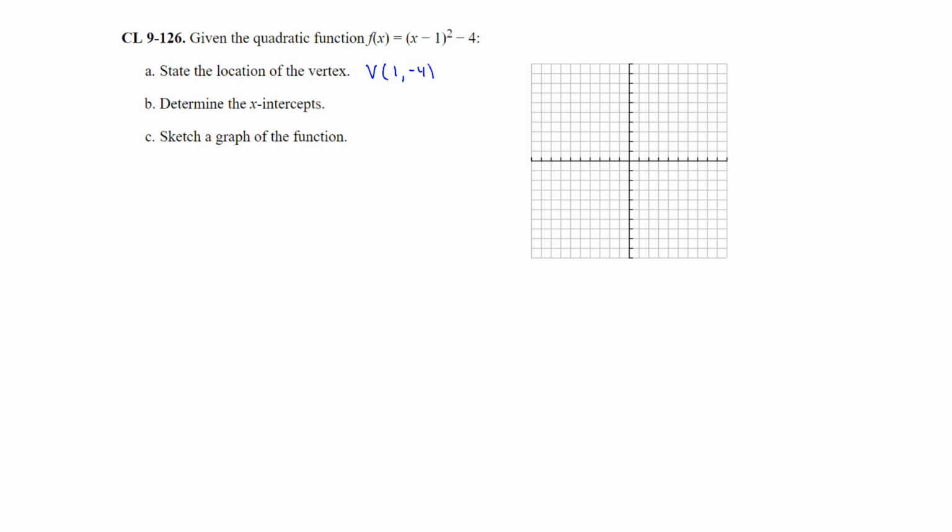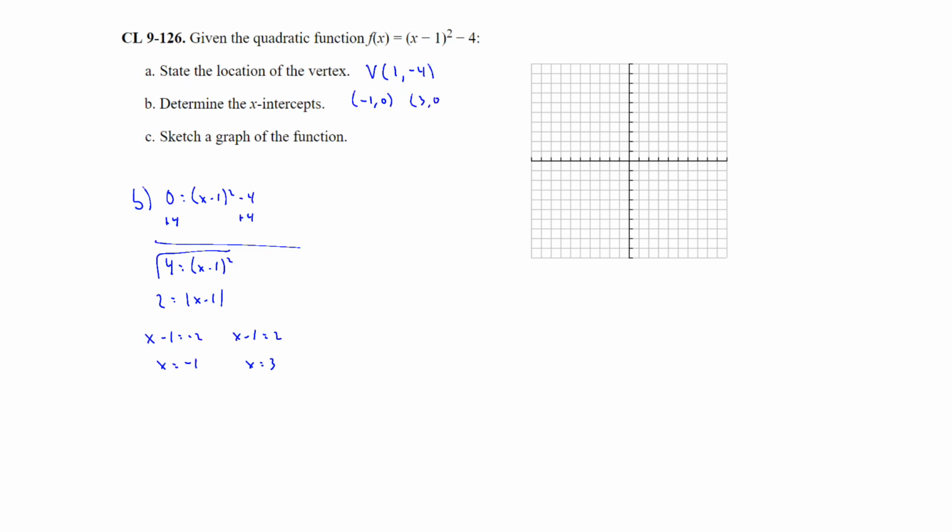The x-intercepts we can find by setting equal to 0. So on part B, we could say 0 is equal to (x minus 1) squared minus 4. We can add 4 to both sides. The square is already completed, so we don't have to do that. Since we're in that form, we can take the square root of both sides and get 2 equals the absolute value of x minus 1. And the absolute value is a distance, so it could equal negative 2, or a positive 2. So if we add 1, we get x equals negative 1, or x equals 3. So our x-intercepts are at negative 1, 0 and 3, 0.